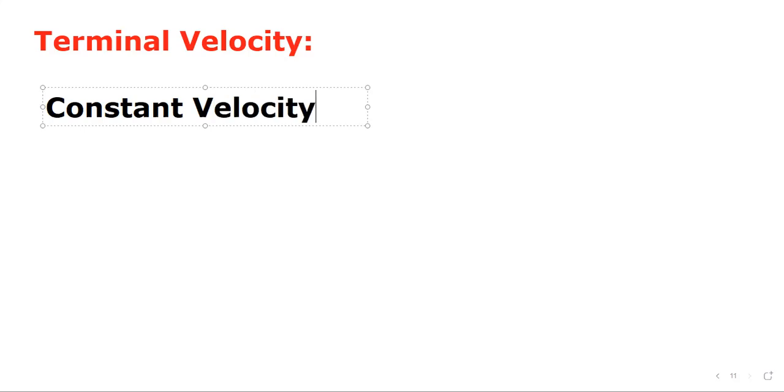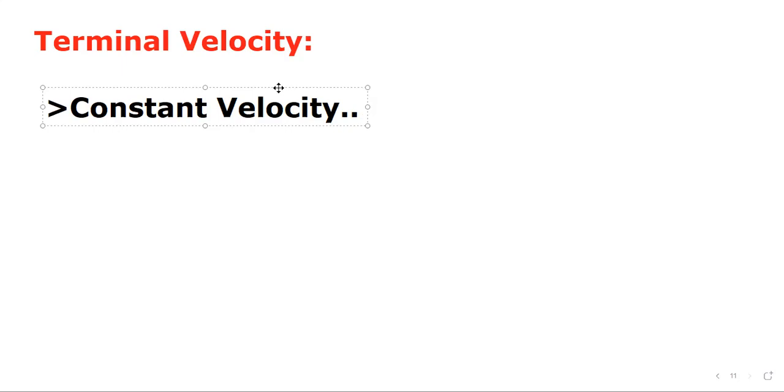Okay, so terminal velocity is a constant velocity when an object is falling in downward direction. When an object falls, there is a change in its velocity. There is a constant, like it's a constant velocity. What type of constant velocity is this?